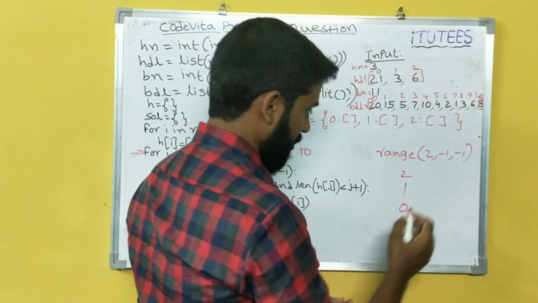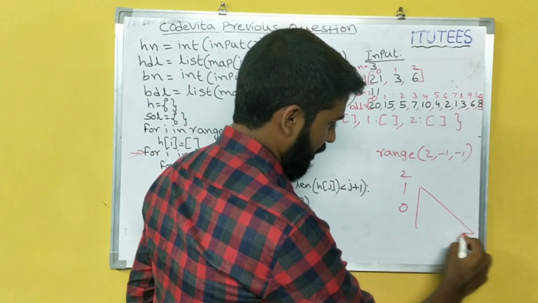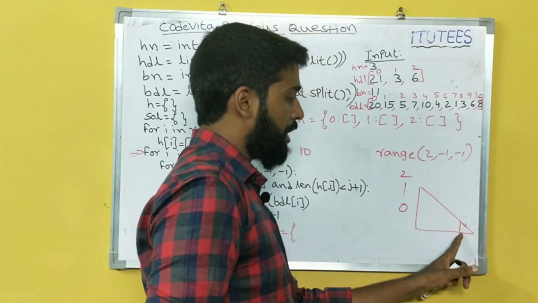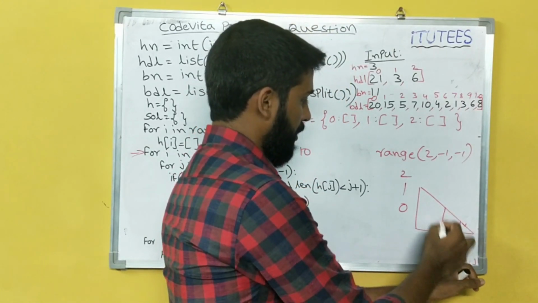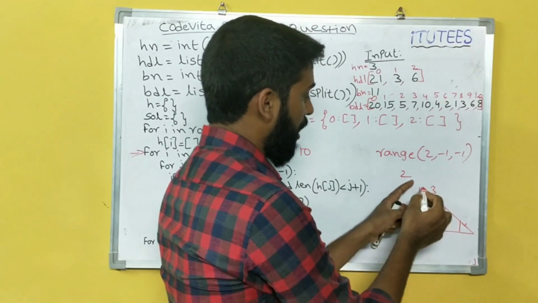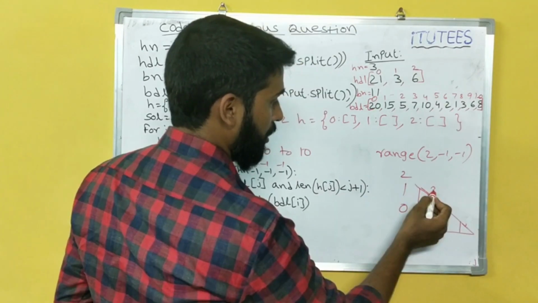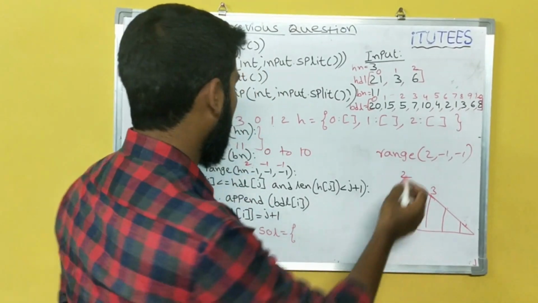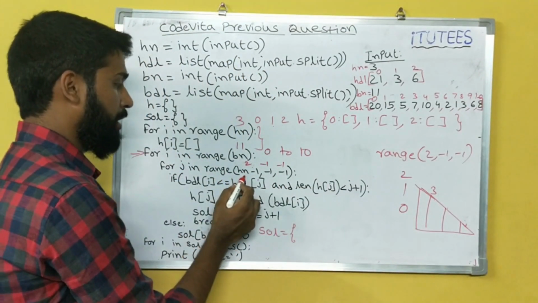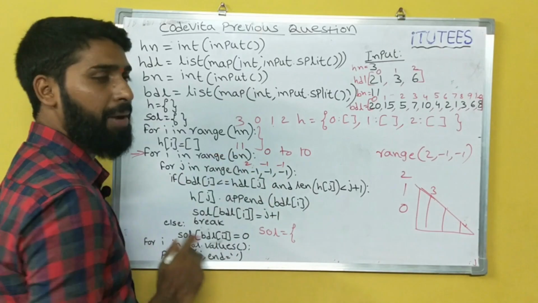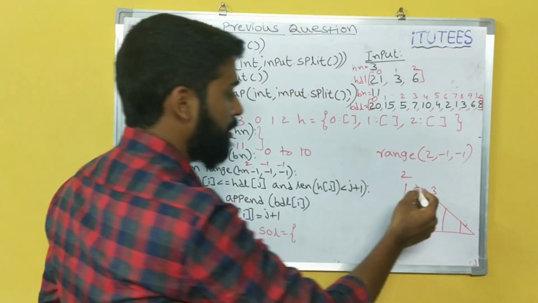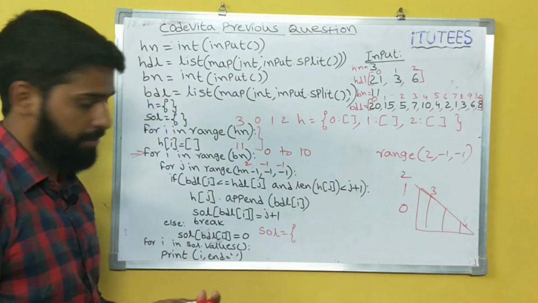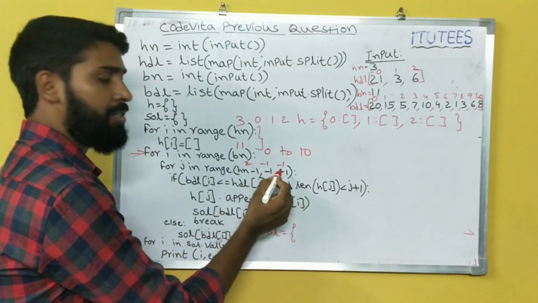Why? The device is like that, and the first hole is in the last position. So that means the ball first crosses the third hole, next the second hole, next the first hole. So you can take that. So range of Hn minus 1, minus 1, minus 1 means you are trying to travel from the third hole, second hole, first hole. Okay, for j in range of 2, minus 1, minus 1.